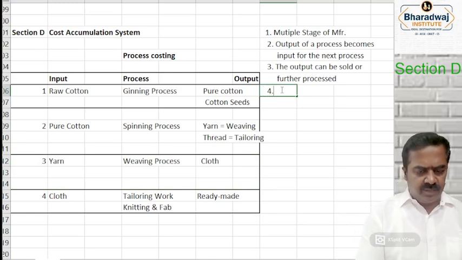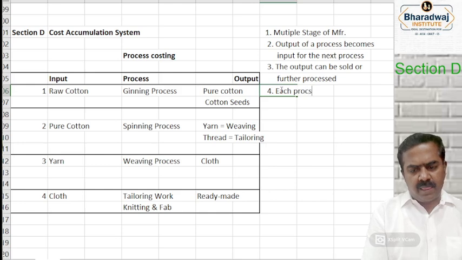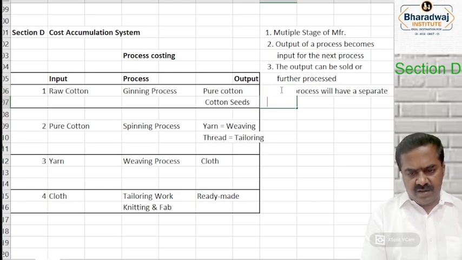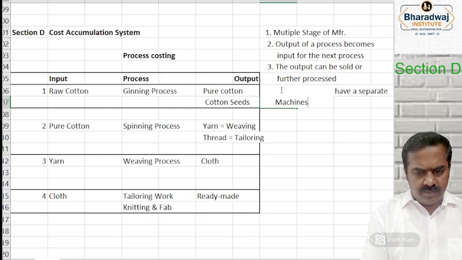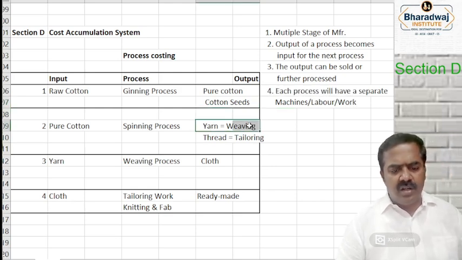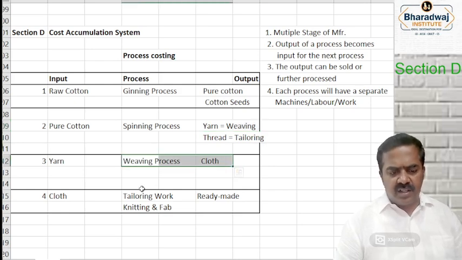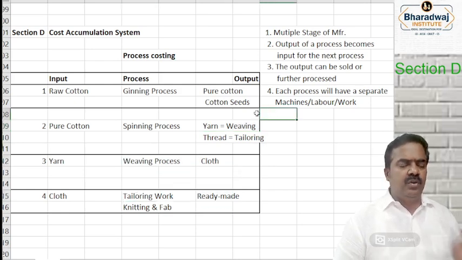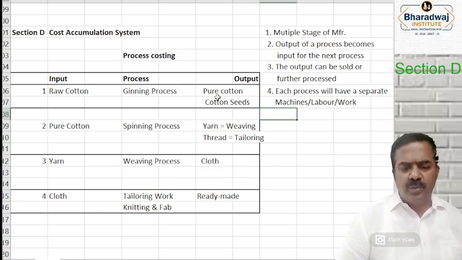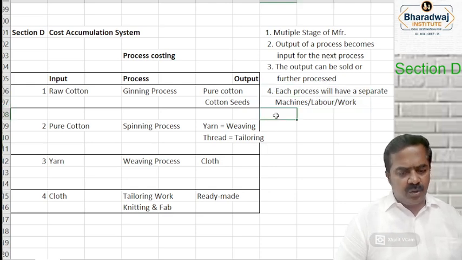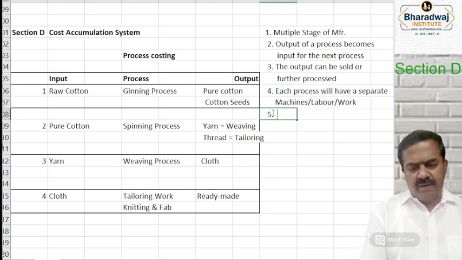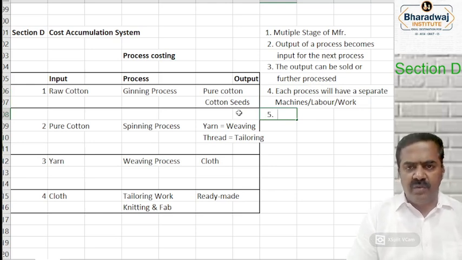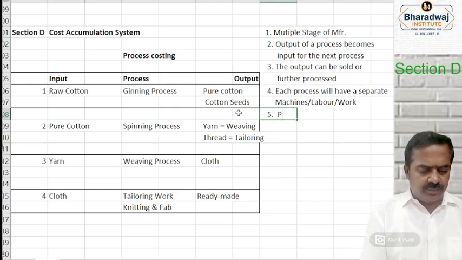That is possible. Each process will have separate machine or labor work. Clear? The work done in yarn is different from weaving, and that is different from tailoring work. So you will find a distinguishable output also. So we have to prepare process accounting.